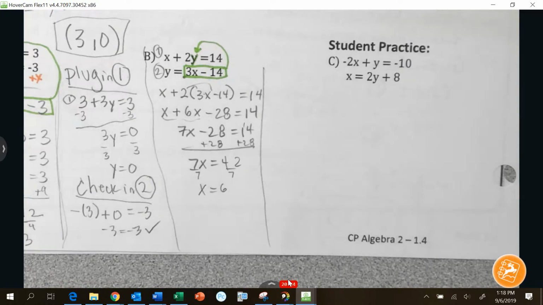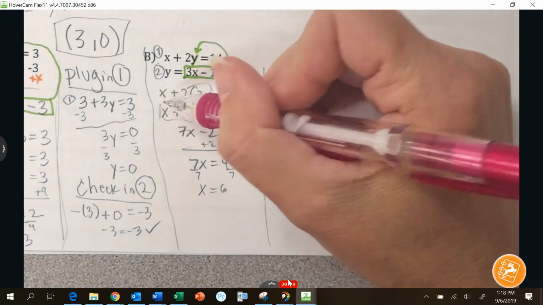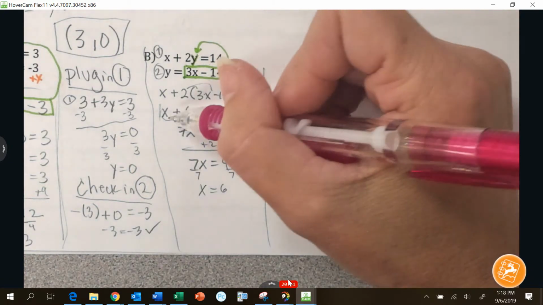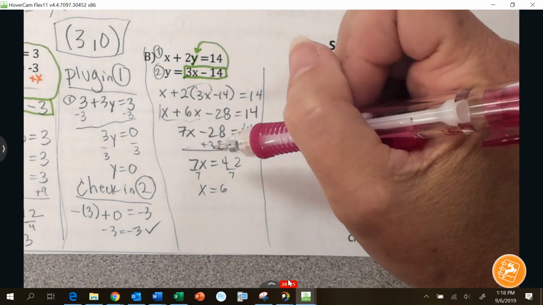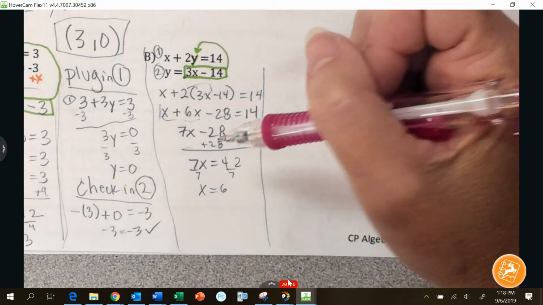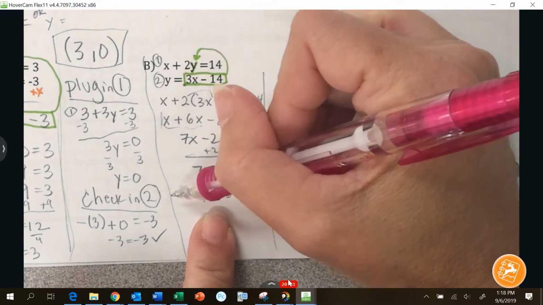So x is just something I have. I don't know what it is. It's something I have, and the number in front tells me how many I have. Since there's not a number there, it's one of them. This would be like if I had an apple and I added 6 more apples, I would now have 7 apples.